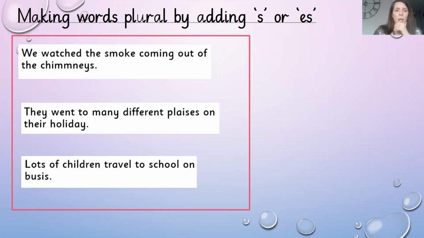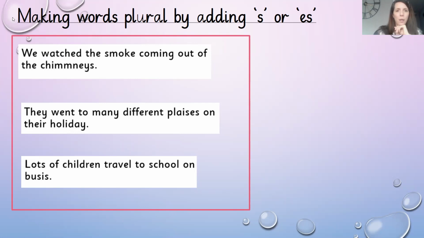So on these ones, I'd like you to see if you can find the incorrect spellings and correct them. So we watched the smoke coming out of the chimneys. So which word there is incorrect? They went to many different places on their holiday. Which word there is incorrect? And the last one, lots of children travel to school on buses. So which one of those is incorrect? Can you find the incorrect spelling for each sentence and write it correctly for me? Pause the video whilst you do that.